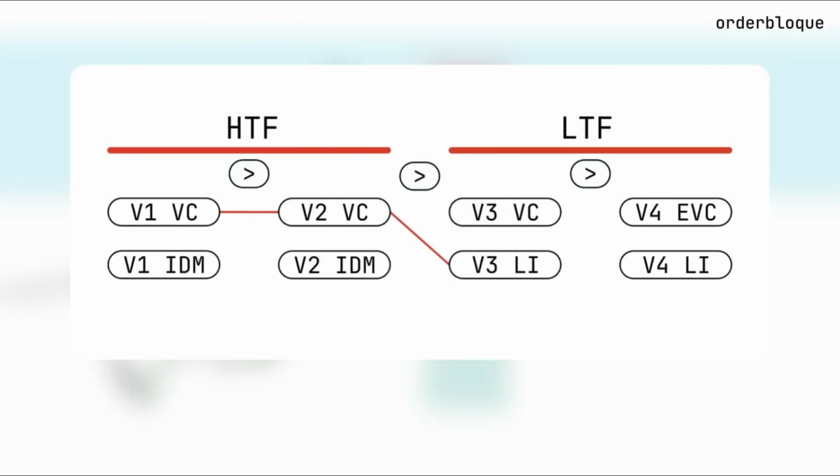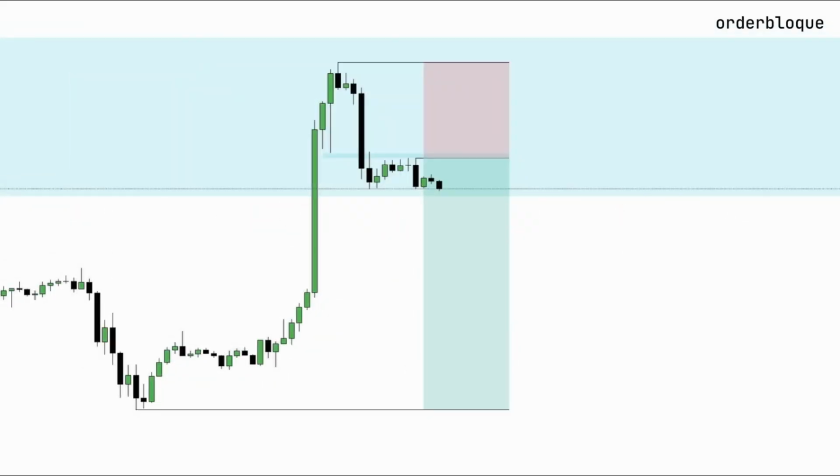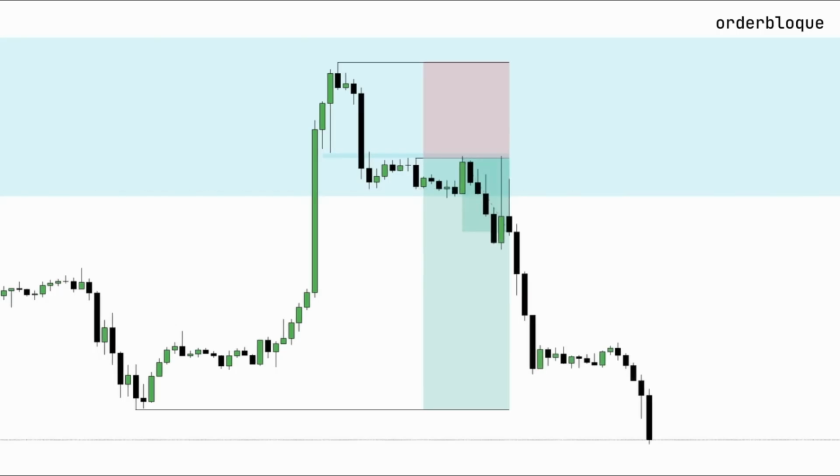Variable 1, volume confirmation, greater than variable 2, volume confirmation, greater than variable 3, liquidity injection, from where the position entry was made. The execution didn't take long, and the position closed the next day with a risk-to-reward ratio of 2.62.